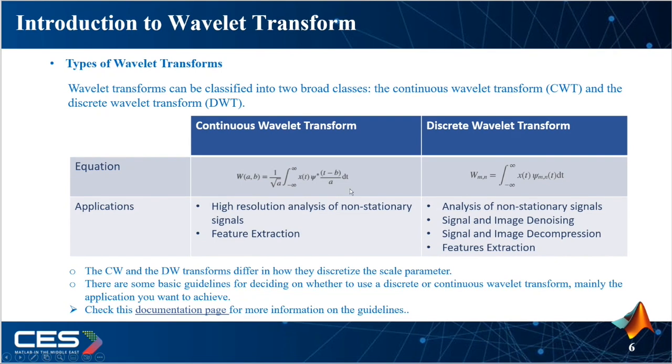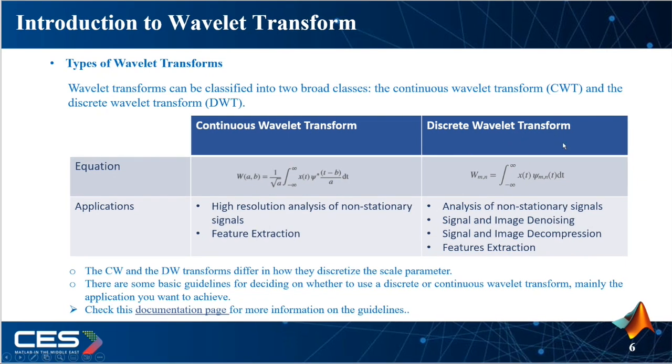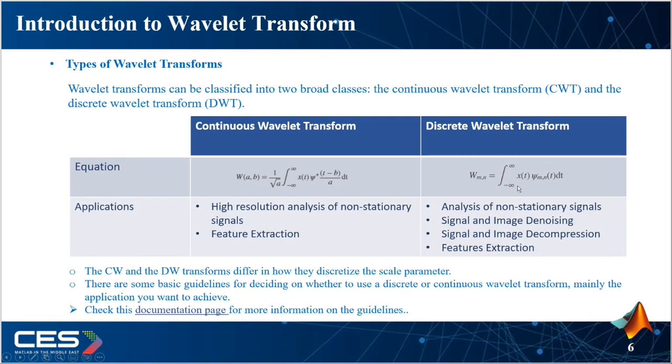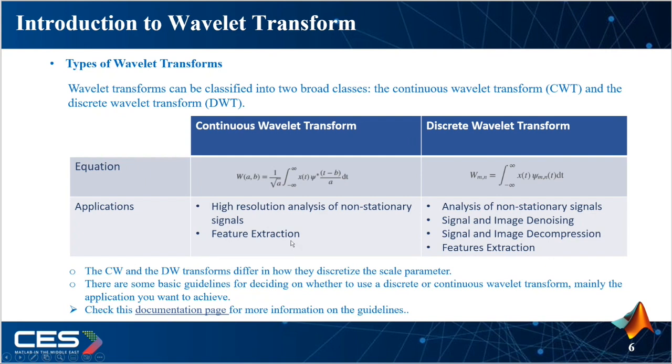So what is the difference exactly between them? The only difference here is that the discrete wavelet transform uses a discrete scale instead of a continuous scale. Why do we need this? Because when it comes to the implementation, it requires a lot of computation because we are looking at different scales and the interval between the scales is very small. So when we discretize the scale, we are getting almost the same information as the continuous wavelet transform, but we have less computation. Looking now at the applications of each of these wavelet transforms.